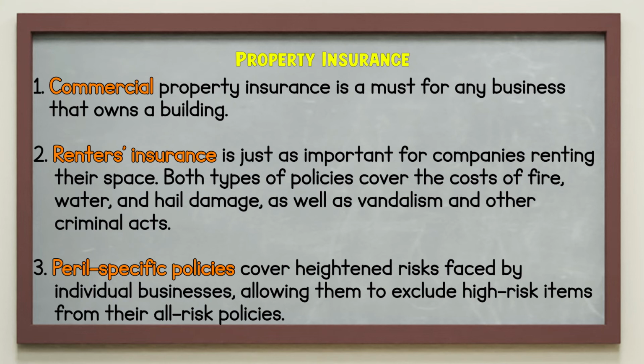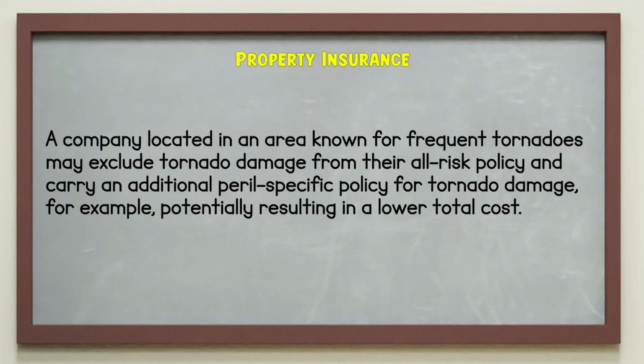Peril-specific policies cover heightened risk faced by individual businesses, allowing them to exclude high-risk items from their all-risk policies. A company located in an area known for frequent tornadoes may exclude tornado damage from their all-risk policy and carry an additional peril-specific policy for tornado damage, for example, potentially resulting in a lower total cost.